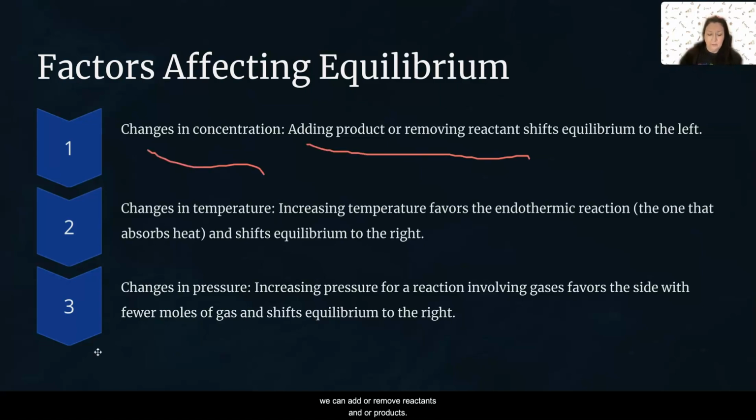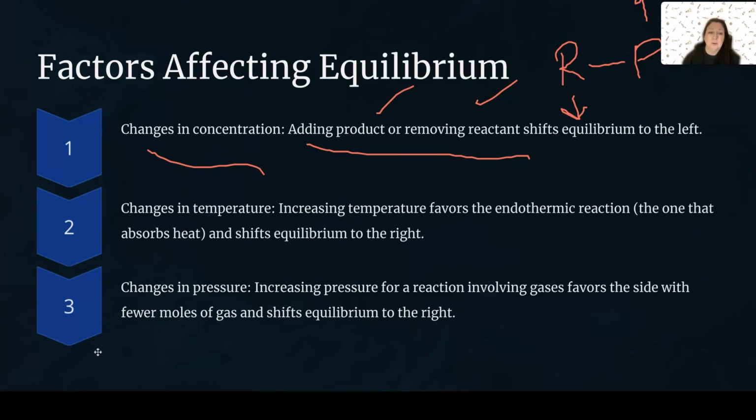We can add or remove reactants and or products, which can shift the equilibrium. If we add a product or remove a reactant, it's going to shift to the left, and the left-hand side is the reactant side. So remember this: if we add a product or if we remove a reactant, then it's going to shift to the left towards the reactants.